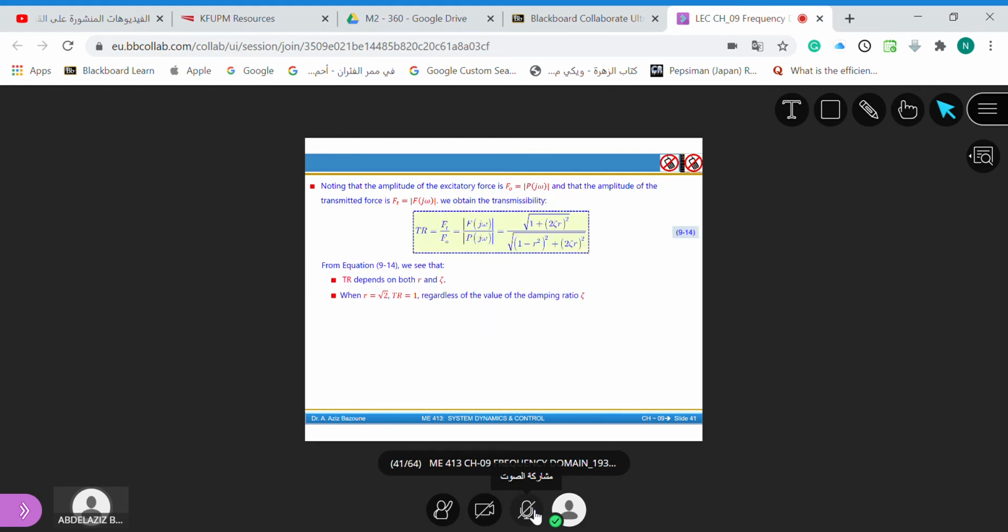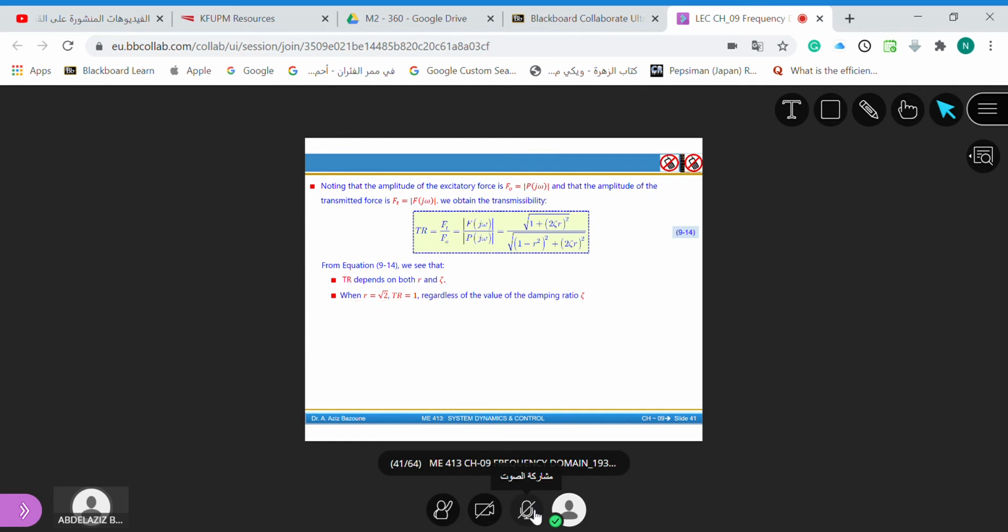Now, the amplitude of the excitatory force is F naught, and the amplitude of the force transmitted is F T. So the transmissibility ratio is written like this: F T over F naught, which is equal to 1 plus (twice zeta R) squared over (1 minus R squared) squared plus (twice zeta R) squared. Now we will see how we can draw this amplitude ratio. You see that this amplitude ratio, TR, the transmissibility ratio, depends on zeta and on R. You have to avoid R equal to square root of 2, we will see what will happen, and note when TR will be equal to 1.